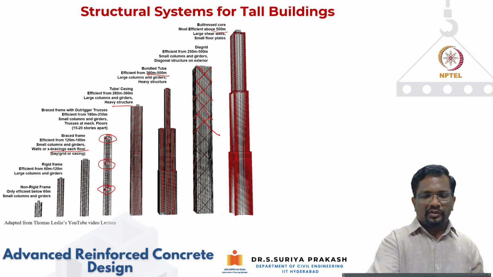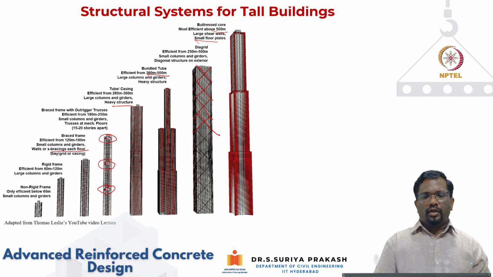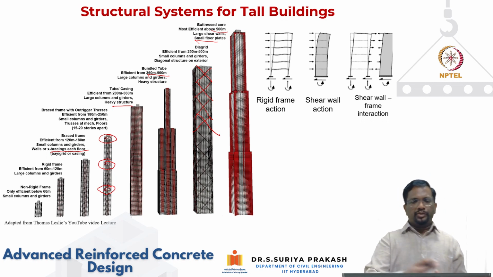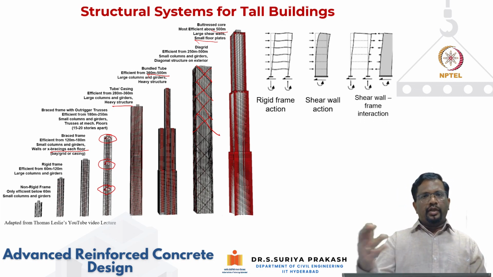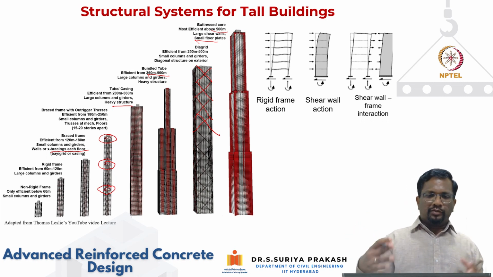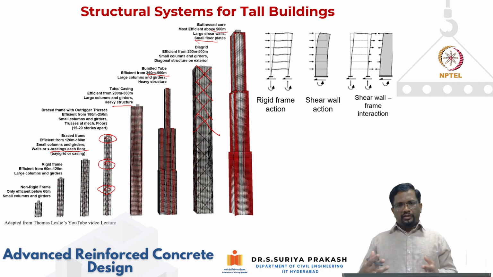So with this kind of system, you'll end up with small floor plates. Right. So these are the evolution of systems. Nowadays, if you look at the structures that are built more than 600 meters or so, usually they have these buttress core systems with large shear walls.